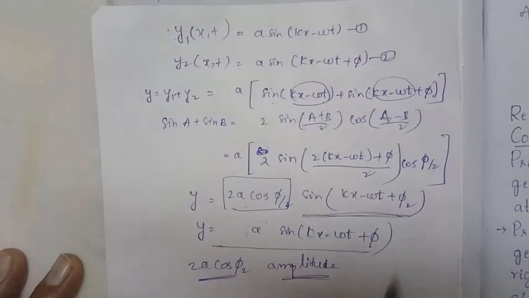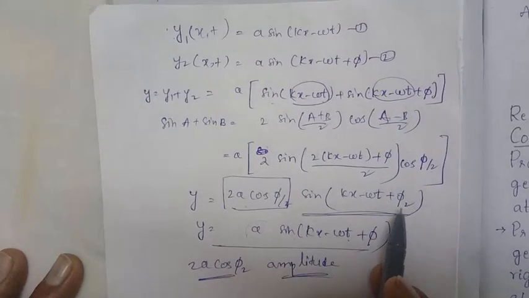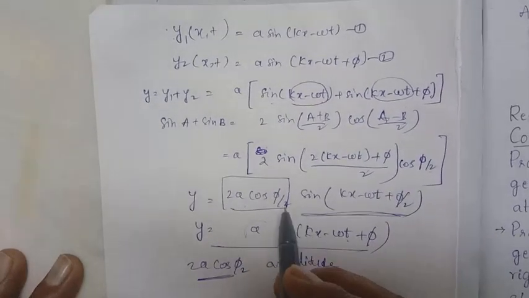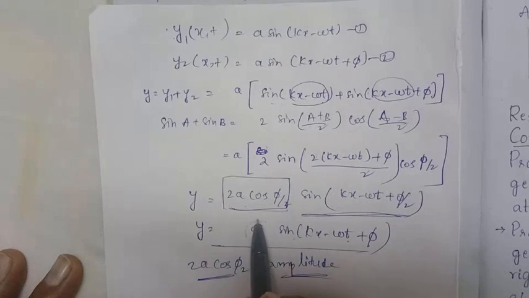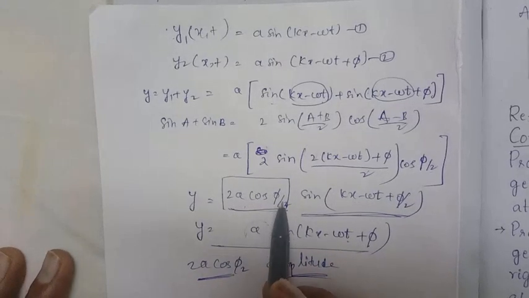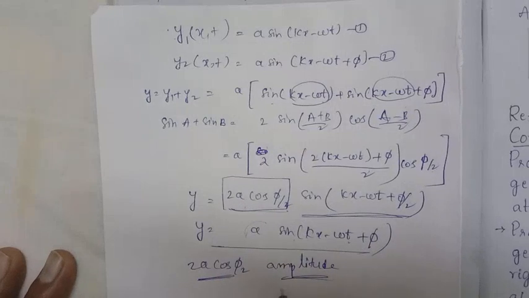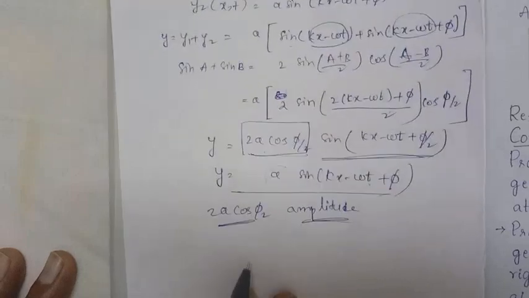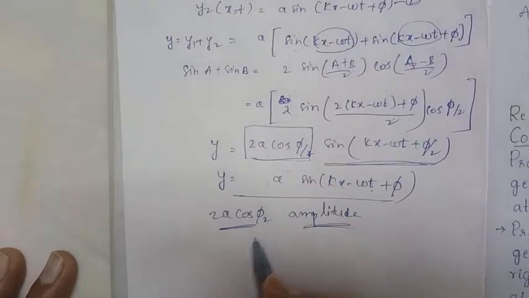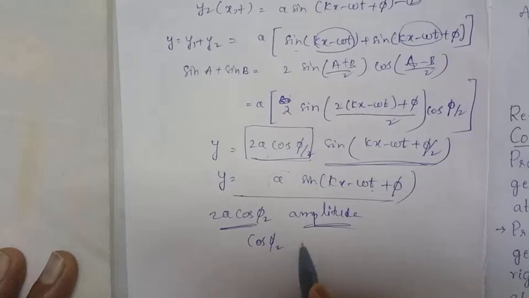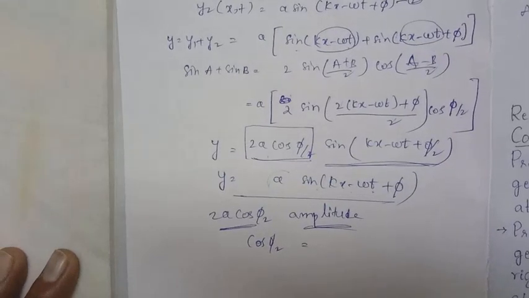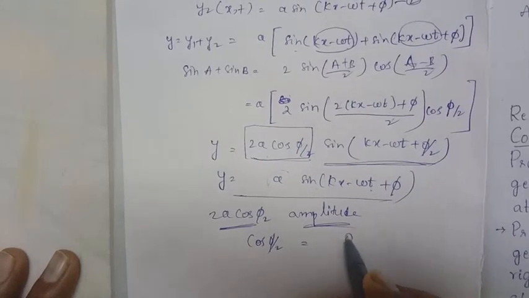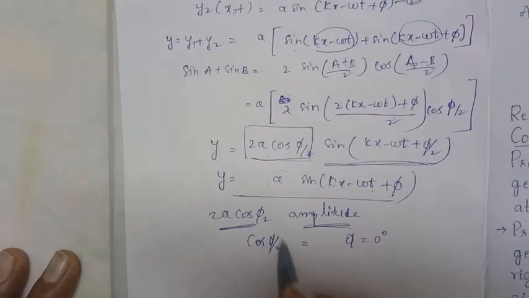And it is the same sine function, sine kx minus omega t plus phi by 2. So this amplitude, maximum or minimum, is decided by the initial phase. So here the amplitude is maximum or minimum. So already you know cos phi by 2. When will it become maximum? If suppose phi is equal to 0 degrees. Phi value is 0 degrees. If suppose phi is equal to 0 degrees, then cos 0.